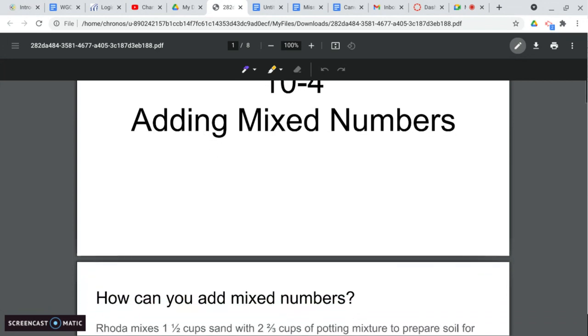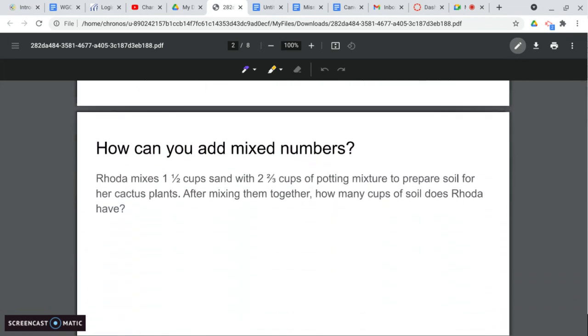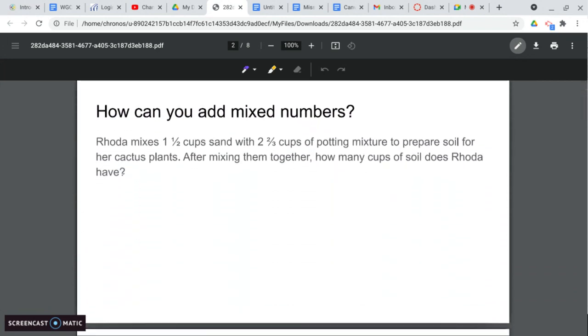We're going to be diving into adding mixed numbers now. So how can you add mixed numbers? Rhoda mixes 1 1/2 cups of sand with 2 2/3 cups of potting mixture to prepare soil for her cactus plants. After mixing them together, how many cups of soil does Rhoda have?